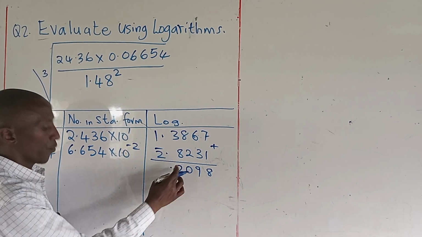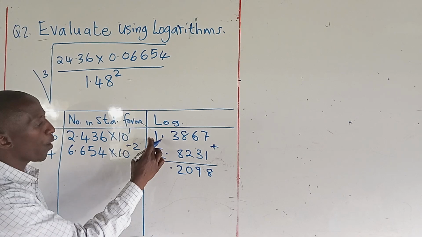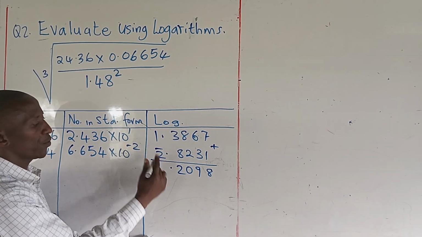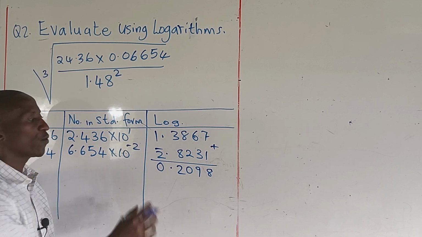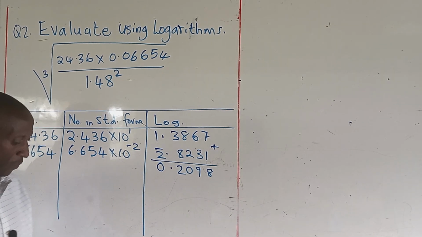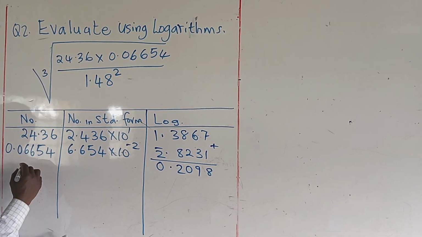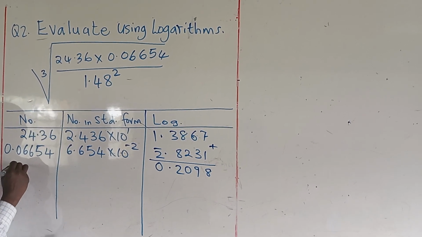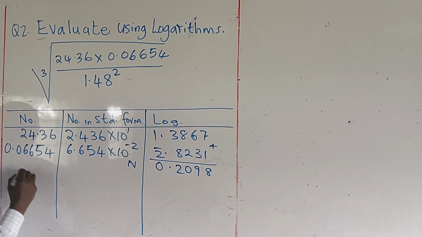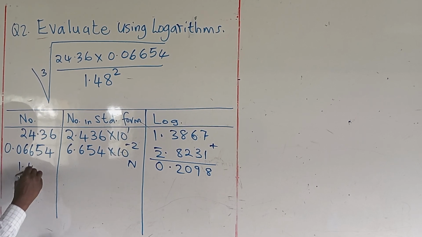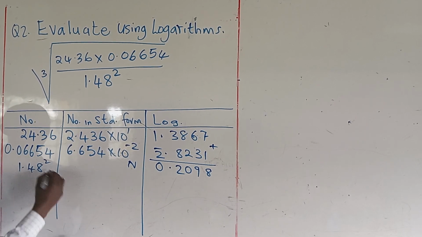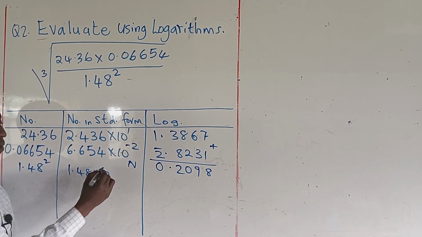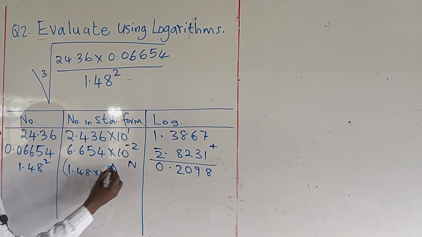20.98. Then we've carried 1, which we add here. Positive 2 plus bar 2 is a 0. It's equivalent to 2 plus negative 2. Let's come to the denominator. This is the numerator part. Denominator, we have 1.48 squared. So we shall leave this as 1.48 times 10 to power 0, then we square that.